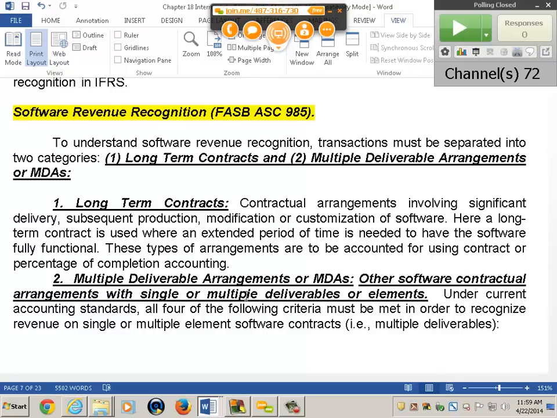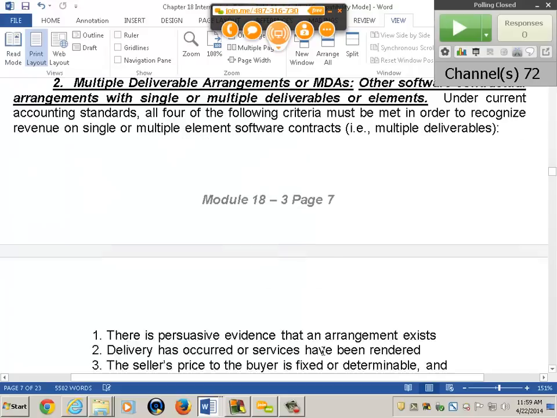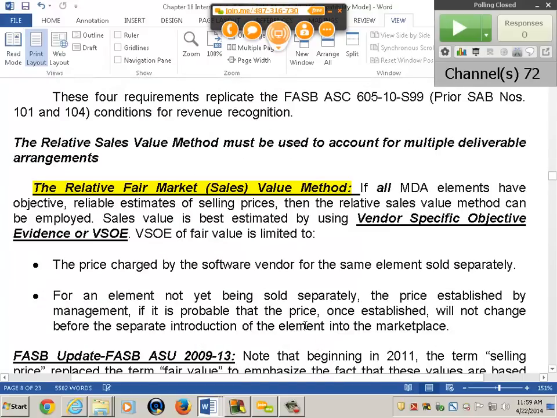Now the question is, how do you recognize revenue on a multiple deliverable arrangement where the pieces are fully functional? We're going to use something known as a relative sales value basis. And the sales value we're going to use is something known as vendor-specific objective evidence. And I just wanted to tell you that this is one of the exceptions to fair value.